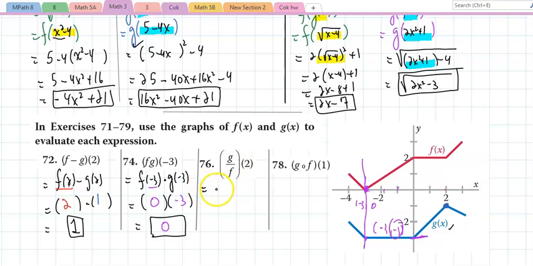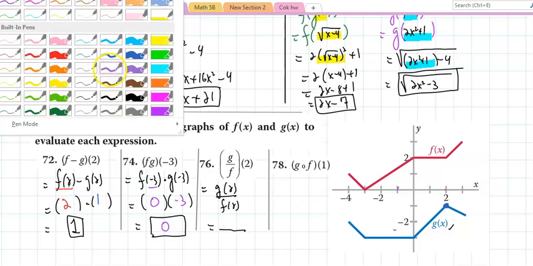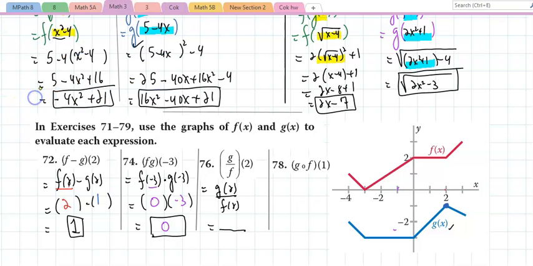On 76, I'm looking for g of 2 divided by f of 2. Again, that's the ratio, but let me erase this and reset. Now I'm looking at x equals 2. At x equals 2, we're back here again. This point is 2, 2, and this point is 2, negative 1. I want g. g is the blue. That's a negative 1. And I want f. f is the red. That's a 2. And that's my answer.